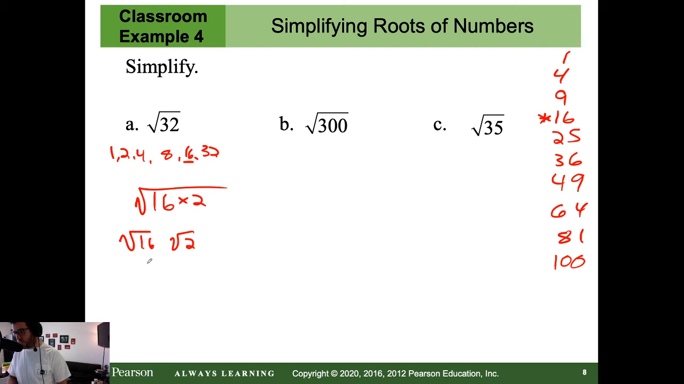What's the square root of 16? 4. The square root of 2 stays under there. So this is my answer simplified. Okay, so I'll use the next one to go over that again.